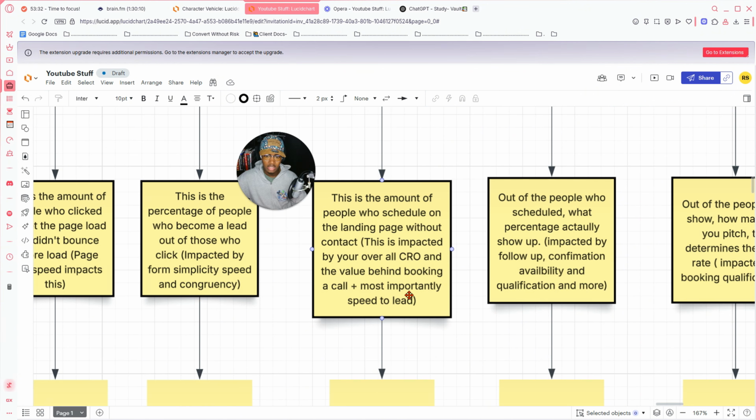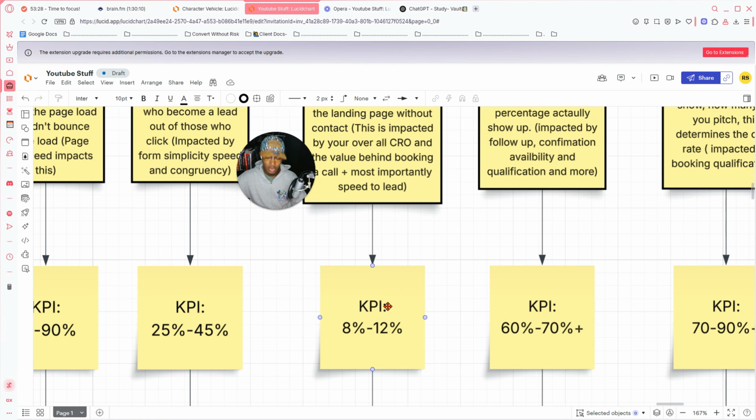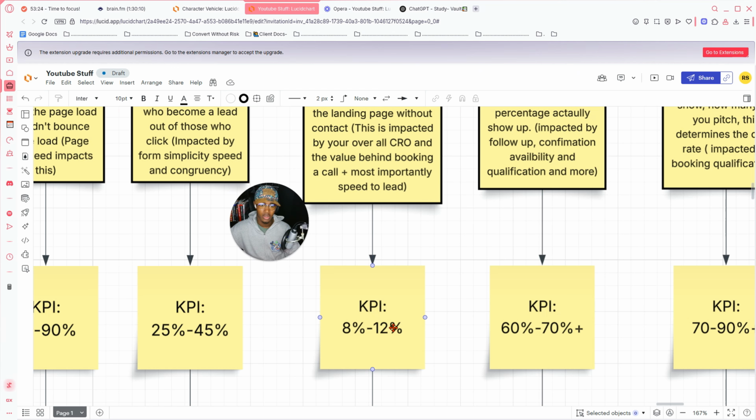You want to call these people, but then you also, for this metric specifically, you need to be at least converting 8 to 12% with speed to lead included, meaning that you're calling leads as soon as they come in, this needs to be at least 30%. My historical scheduling rate for my book a call funnels is 33%.